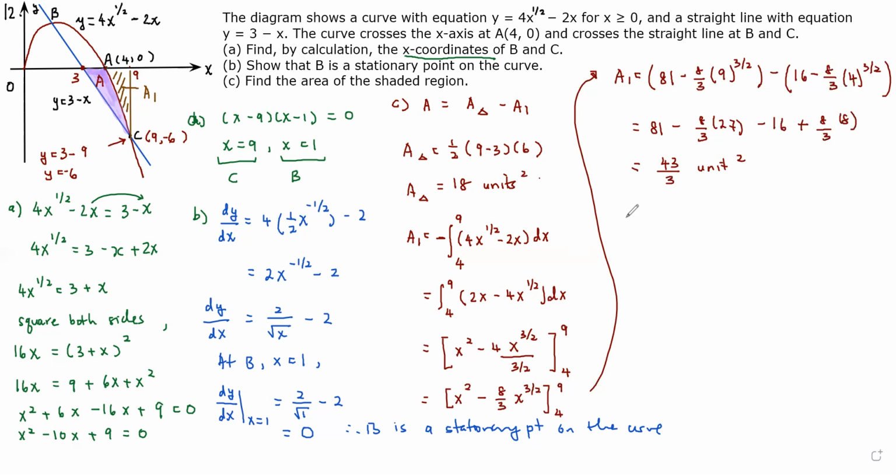The area that we need to find, the shaded area, is the area of the triangle minus the area A1. The area of the triangle is 18 minus 43 over 3. So we have a value of 11/3 square units. That is the answer that we want.